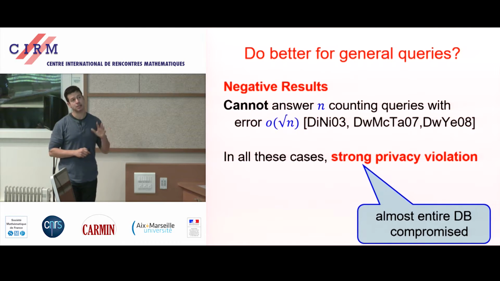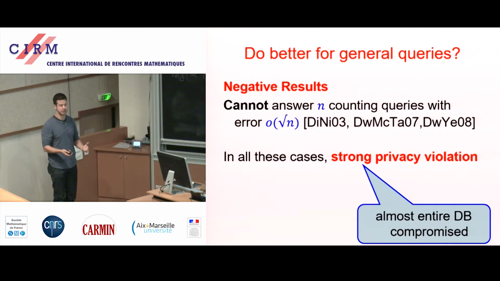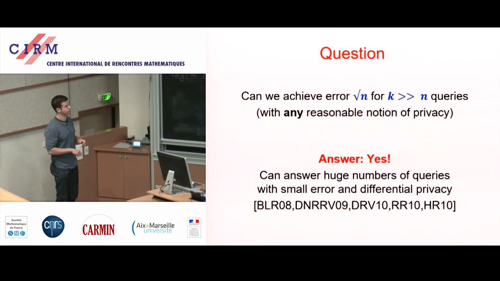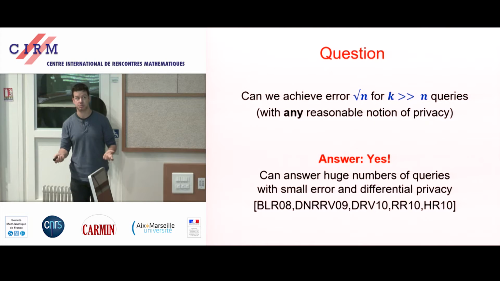But it does lead us to this: we can't do better than root n for n queries, but root n usually is a pretty good error to have because it's already inherent in the data. The question is how far can we push this root n error? In particular, can we achieve root n error for much more than n queries? Can we achieve it for n squared, n to the 3, what about exponential in n?